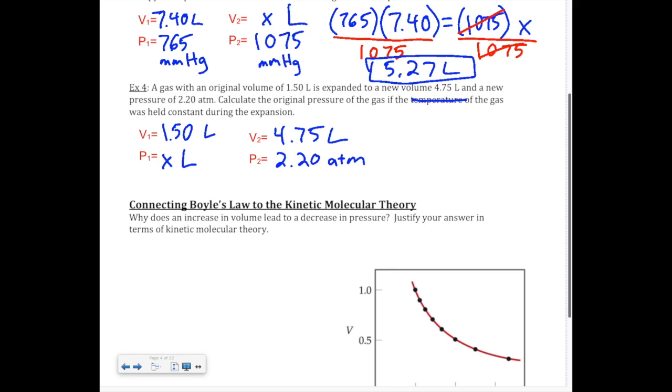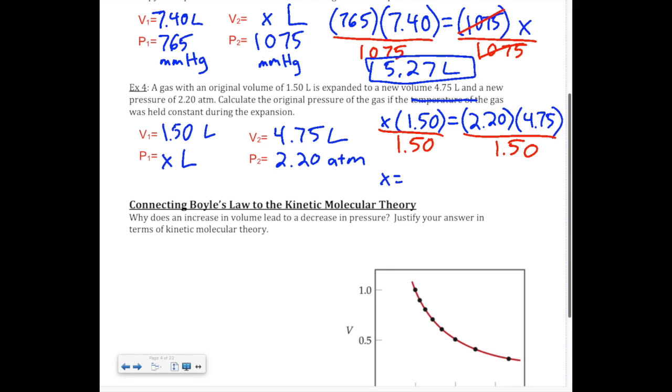So temperature again is constant, so we can exclude it. So in this equation, it would be x times 1.5, and I'm going to exclude units just for space, okay? And 2.20 times 4.75, okay? And now if I divide both sides by 1.50 to isolate x, my x value is going to be 697 atmospheres, and that's my final answer.